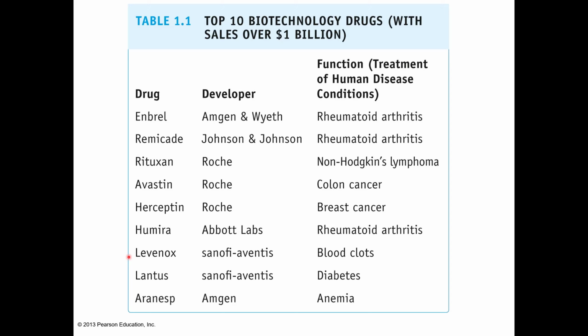Table 1.1, we have top 10 biotechnology drugs with sales over $1 billion. We have the drug Enbrel. So we know this developer at Amgen and Wyeth for rheumatoid arthritis. This drug we sold a lot of in the pharmacy, or we didn't sell it, but we dispensed a lot in the military pharmacy. We don't handle money there, but we had a lot of patients that were on this drug, and I handled the pharmaceutical supply for the department in 2 pharmacies.